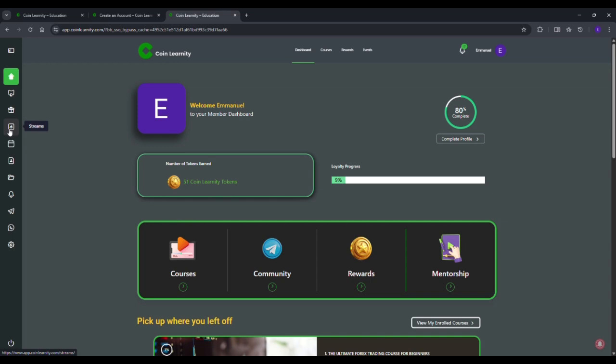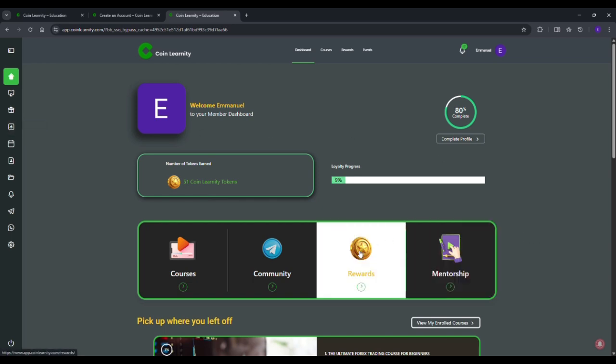It's the easiest way to stay in the loop and catch up with what's new in the Forex trading world. So if you want to stay in the loop with what's going on in the trading world, the gossips, the financial news, and so on, you can take advantage of the streams section of the personal learning area to do that. Now, moving on, the next section I want to talk to you about is the reward section of the personal learning area.